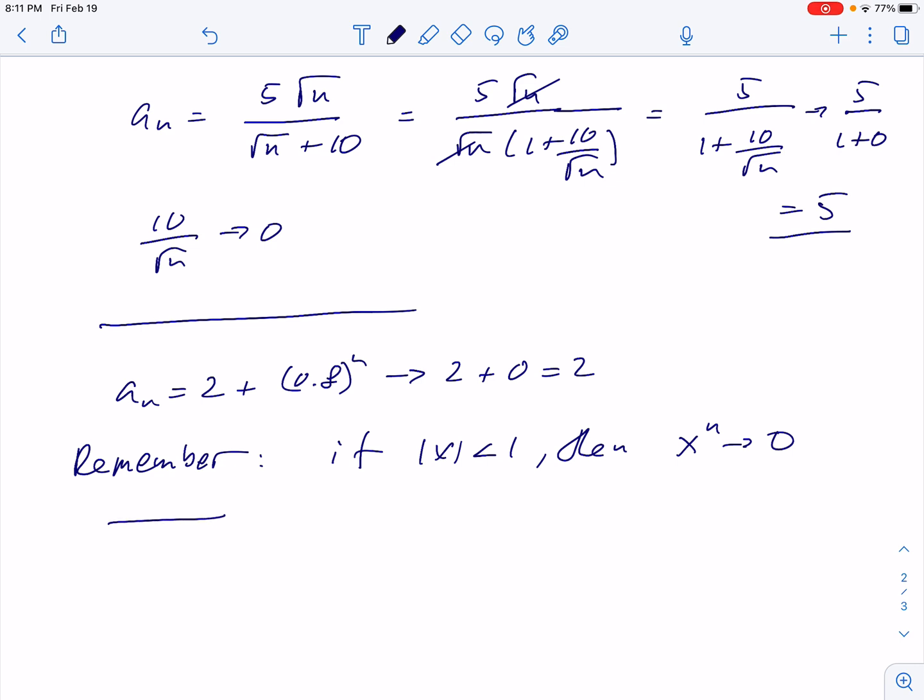Here is another sequence which uses the same basic sequence. A sub n is 4 to the power n over 1 plus 9 to the power n. Such exponentials here. So what to do?